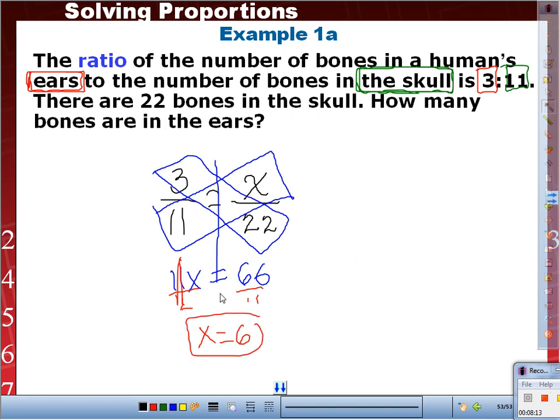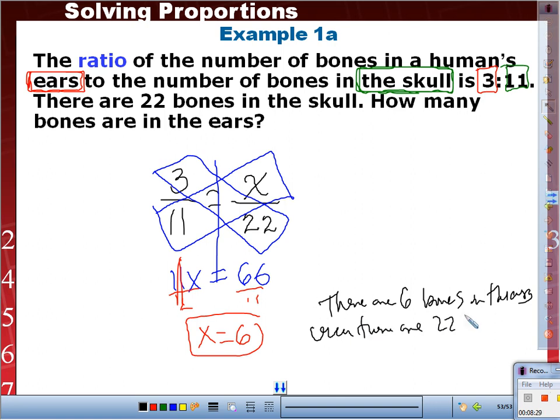Am I done? No. We need to answer the question. How many bones are in the ears? There are 6 bones in the ears when there are 22 bones in the skull. Copy that, please. And thank you. Fairly simple? Yeah, right?